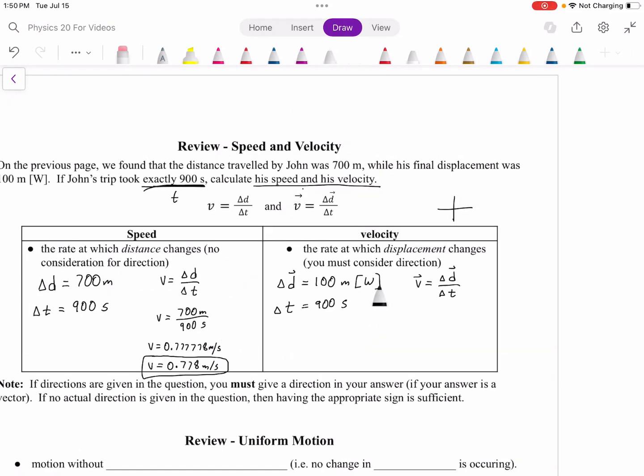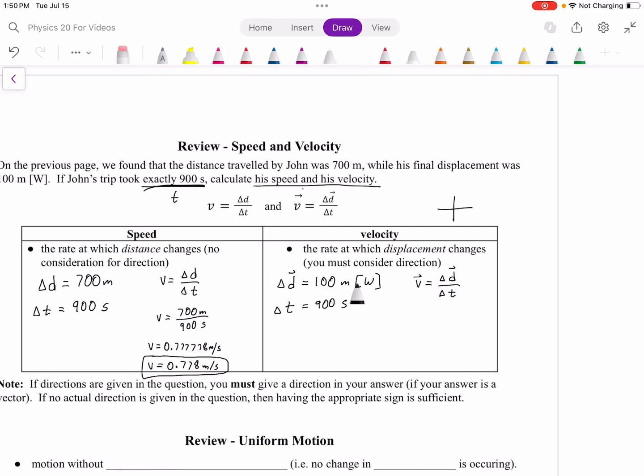So coming over here now to calculate velocity, right? Again, velocity's similar to speed, but it's the rate at which displacement, a vector, changes. So we know that John's displacement over his trip, his final displacement was 100 meters to the west of where he started, but it still took him 900 seconds to do the whole trip. Okay, so now when we go to do our very similar calculation here, we have to remember that our d is displacement, a vector, and therefore we need to think carefully about our signs, right?